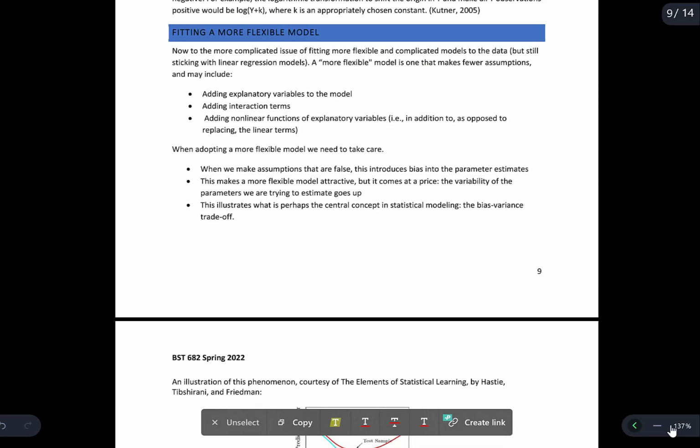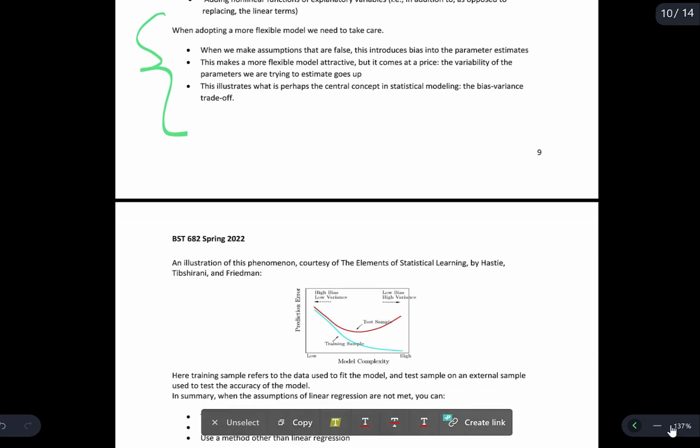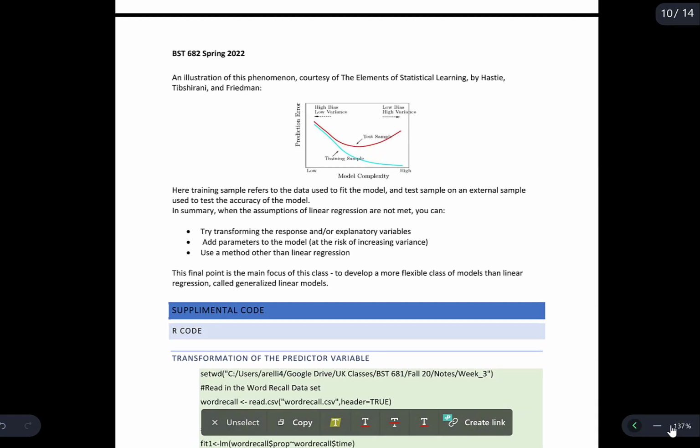There is a note here. Another thing that we can do is fit a more flexible model or a more complicated model, but still sticking with linear regression. And some of these you have seen in the linear regression course. So things like adding an interaction term, adding nonlinear functions of explanatory variables, adding in more explanatory variables in the model. But as always, we want to always take care whenever we do anything like this. And then I've got a little note for you here to read about some of those cautions.